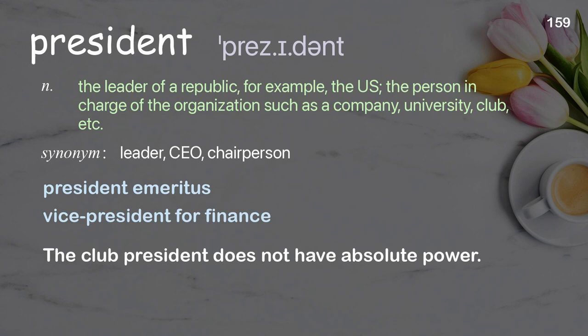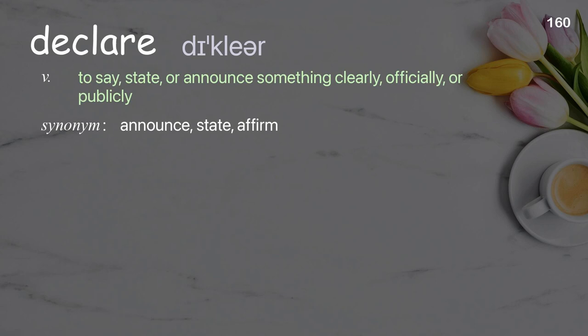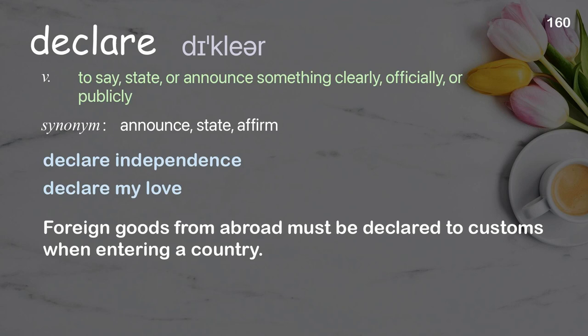Declare. To say, state, or announce something clearly, officially, or publicly. Examples. Declare independence. Declare my love. Foreign goods from abroad must be declared to customs when entering a country.